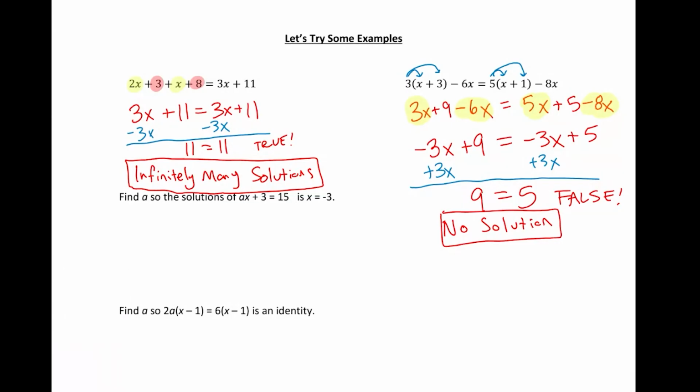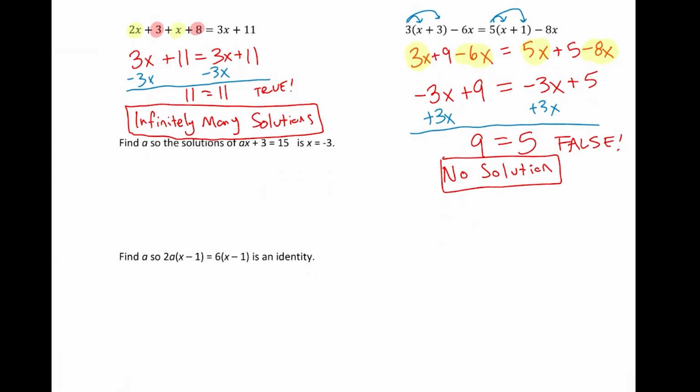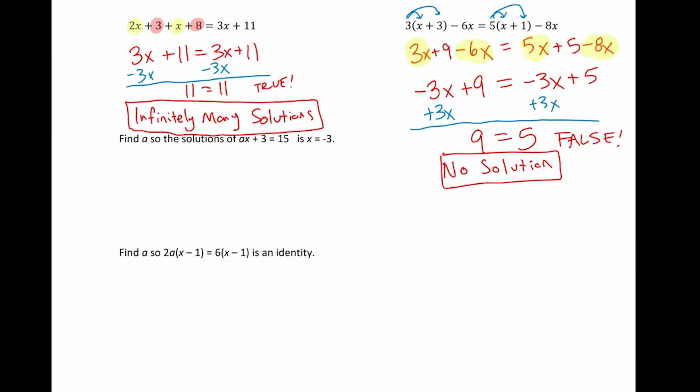Okay, these last couple examples might be more like what you might see on the TSI test. First one says find a so that the solution of ax plus 3 equals 15 is x equals negative 3. This one's just a little tricky in the way that it's worded because they're giving you an x value and actually asking for an a value. So you're not solving for x here. What you're going to do is replace or substitute that negative 3 in for x. So we have a times negative 3 plus 3 equals 15.